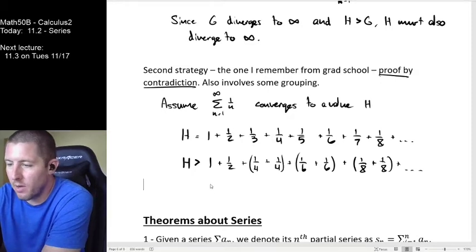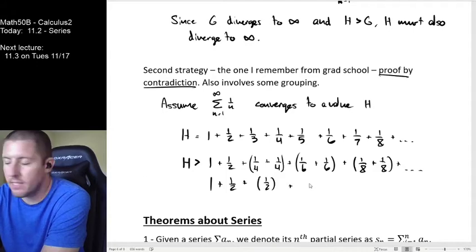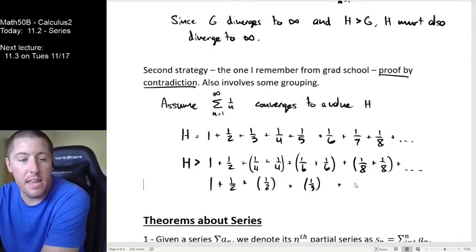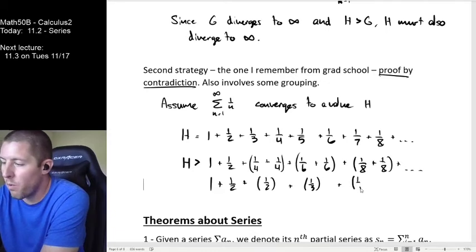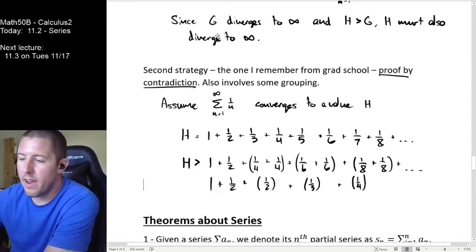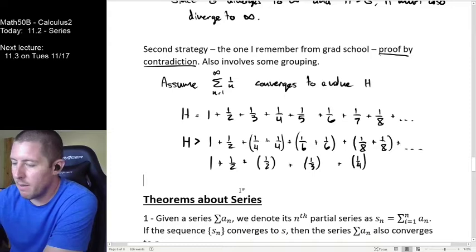And what is this thing that we're looking at here? It looks to me like this is 1 plus 1/2. What do you get when you add a fourth and a fourth? That's 2/4. That's 1/2. What do you get when you add a sixth and a sixth? That's 2/6. That's 1/3. What do you get when you add an eighth and an eighth? That's 2/8. That's 1/4. Well, do you recognize these terms that we're building up right here?